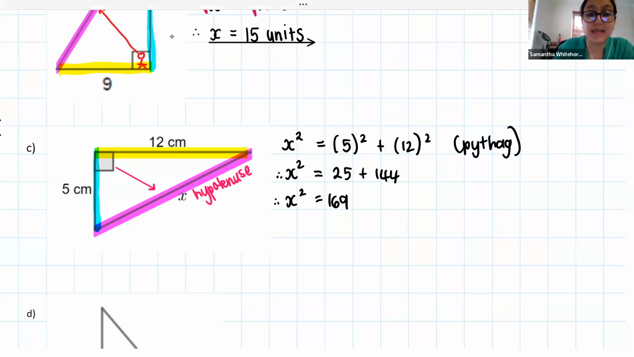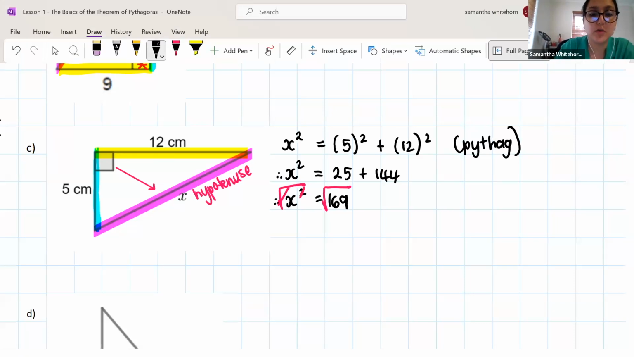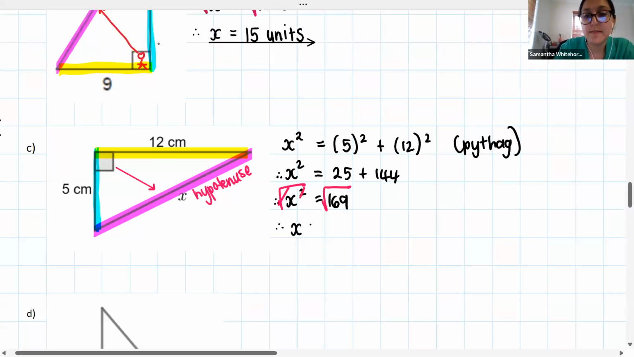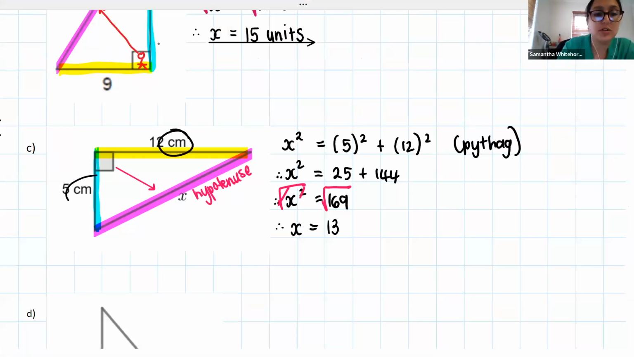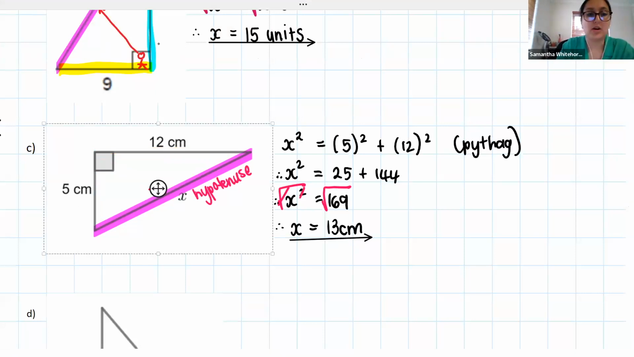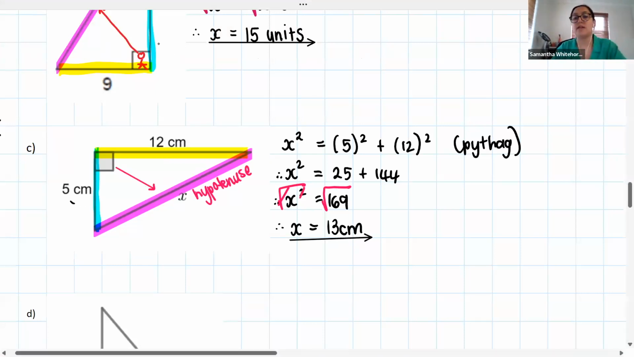Again, I don't want x squared, I want x. So we have to square root in order to get rid of that squared, but I square root on both sides because remember what you do on one side of an equation, you have to do on the other. And so we get that x is equal to 13. Because the units are in centimeters, we know that this length is 13 centimeters. So we can put our units in when we are given units on the diagram or in the information of our question.